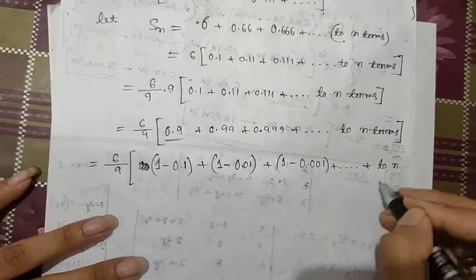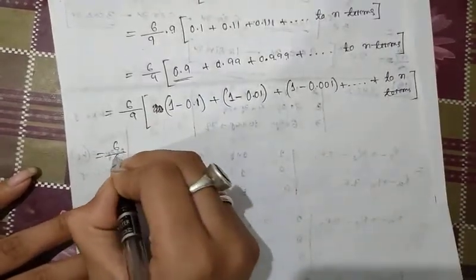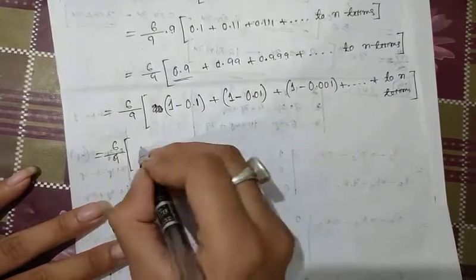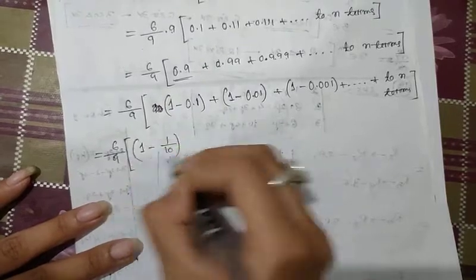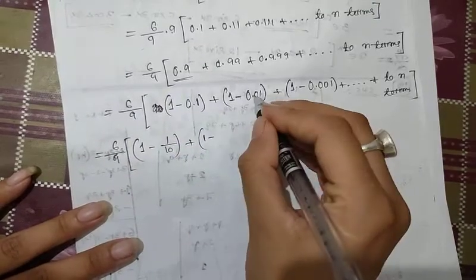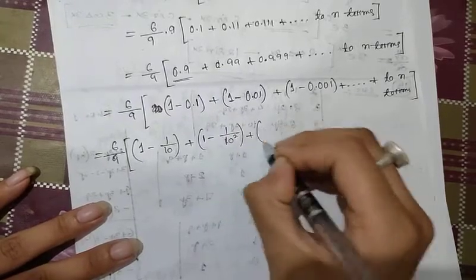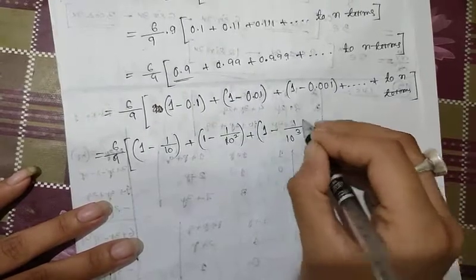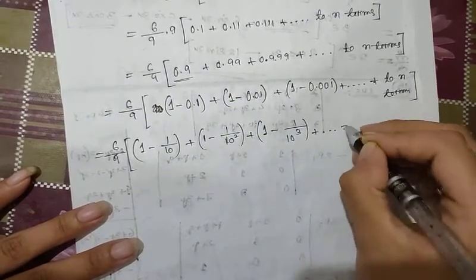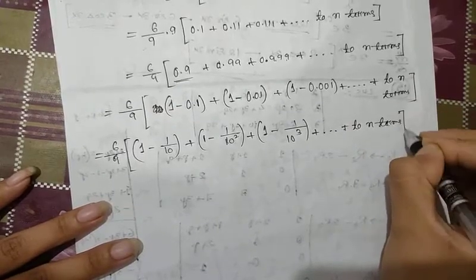Up to n terms. Now what we do? 0.1 can be written as 1 by 10, plus 1 minus 0.01 can be written as 1 by 10 square, plus 1 minus 0.001 as 1 by 10 cube, plus, up to n terms.